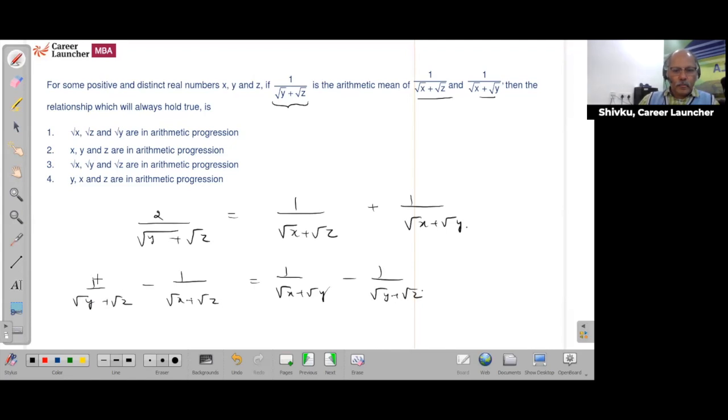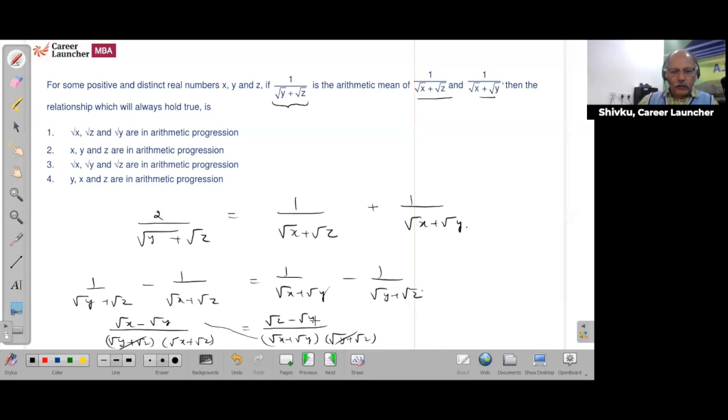So when we take it to the other side, you'll get in the numerator root x minus root y by root y plus root z into root x plus root z. This is like a messy equation, but otherwise it's a fairly simple question to solve. Right? Root z minus root y by root x plus root y into root y plus root z. So I think things will very beautifully cancel out.